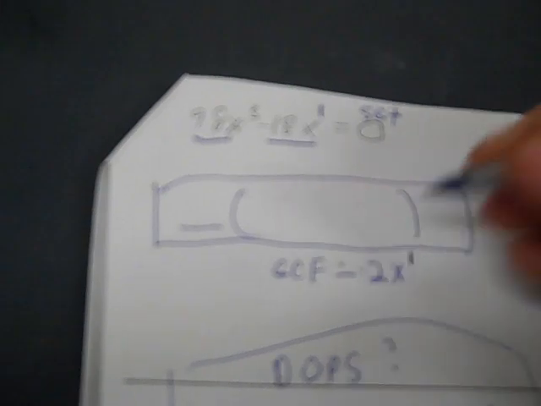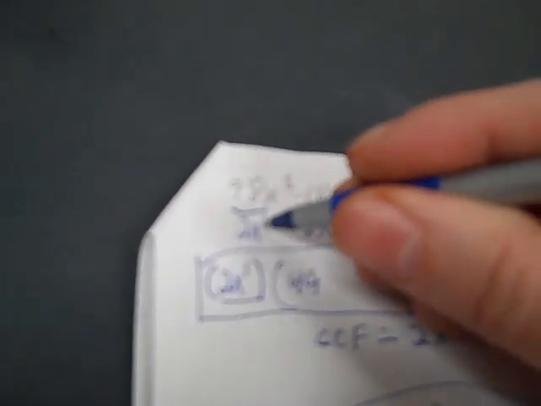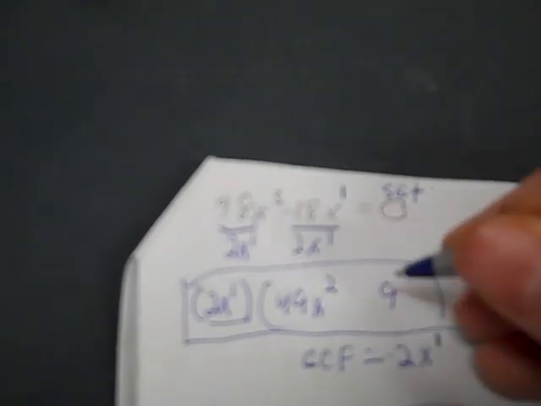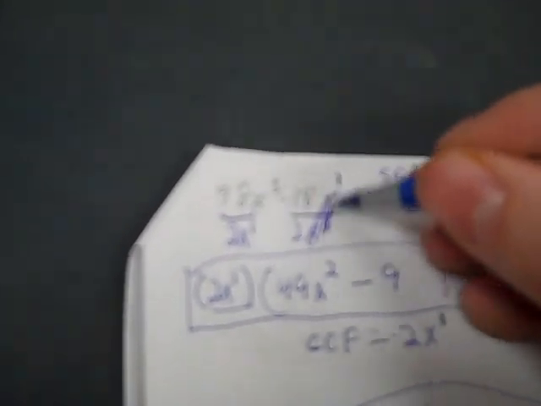So 2x to the first. So you're going to factor that out and divide by 2x to the first. So 98 divided by 2 gives me 49. Okay, so I have 49. And then 3 minus 1 is 2. Then I take negative 18 divided by 2, and that's negative 9. So I put a 9 minus, and then the x's here just go away.